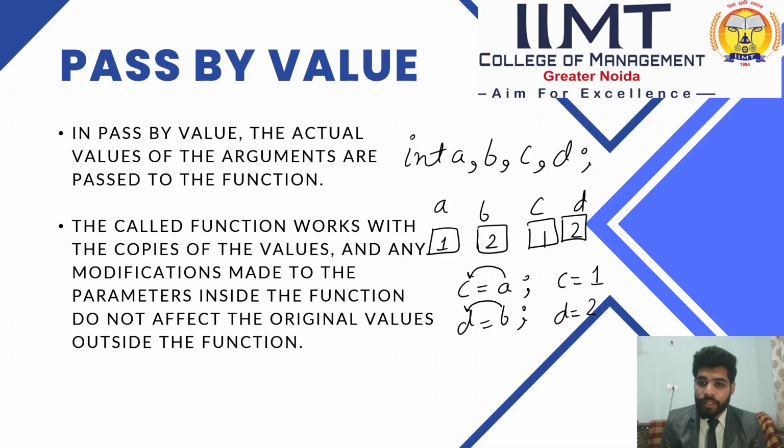The answer is no. If we write c equals 3 and d equals 4, will it change the values of the variables a and b? No, it does not change them. Like this only, at the time of function calling, the values of the variables are passed to the function and the work is done on the copy. We will see this with the help of an example.